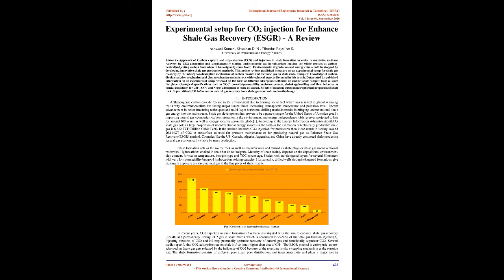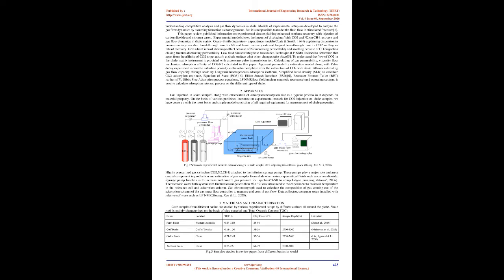Countries like the US, Canada, Algeria, Argentina, and China have already made shale natural gas production economically viable by mass production. Shale formation acts as the source rock as well as reservoir rock and is termed as shale plays or shale gas unconventional reservoirs. Hydrocarbons are cooked in shale but do not migrate. Maturity of shale mainly depends on the depositional environment, clay content, formation temperature, kerogen type, and TOC percentage. Shale rocks are elongated layers for several kilometers with very low permeability but good hydrocarbon holding capacity. Horizontally drilled wells through elongated formations give maximum exposure to stored natural gas in the fine pores of the shale matrix. Countries with recoverable shale gas reserves are shown.